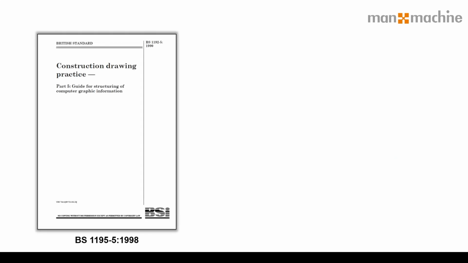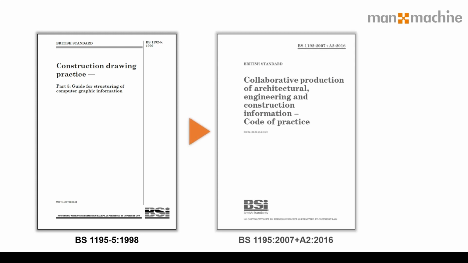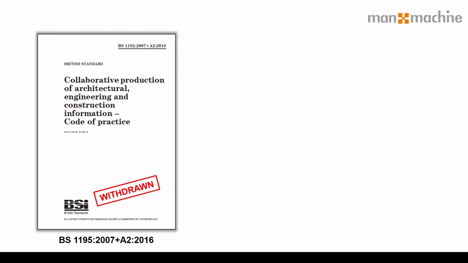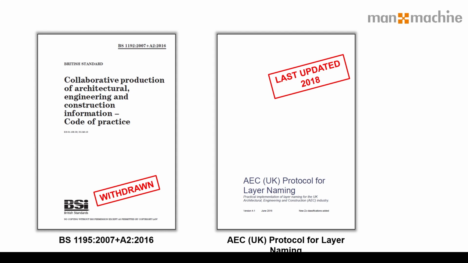Before we get started, I wanted to give you a bit of background on layer naming standards. We start off with BS 1192 Part 5 1998, which was replaced with BS 1192 in 2007, which has since been withdrawn as part of the ISO standards. We also have this document on the right hand side, the AEC UK protocol for layer naming, which is aligned to BS 1192 and Uniclass. Although this is a few years old, it may be useful to you, but it can now be out of date and possibly would need a review.